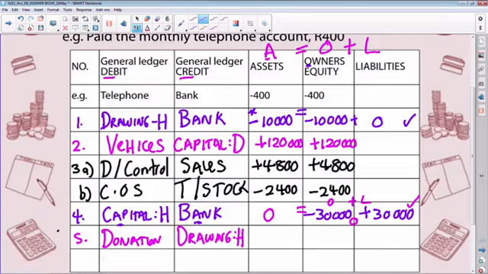Both these accounts are owner's equity, so there's no impact on assets, there's no impact on liabilities. So let's start always with a debit. Donations is an expense, which means profit is going to decrease by 4,000. And remember, drawings is being credited, which means drawings increases owner's equity by 4,000.